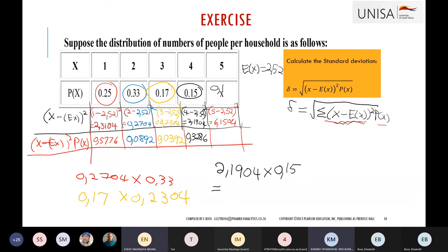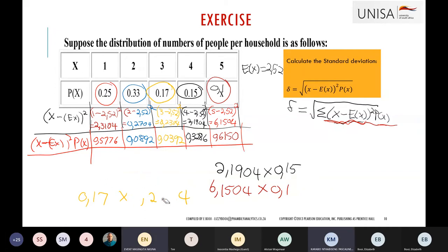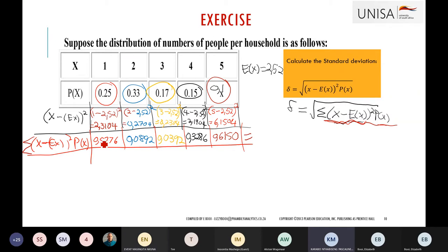Then we do the last one. You need to do 6.1504 multiplied by 0.1. That is 0.6150. I wrote it right. Okay, so now we have done everything underneath the square root. What is left is to apply the summation part of things. Therefore, I can just add all the values together.